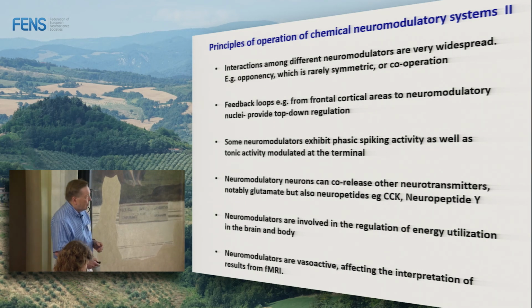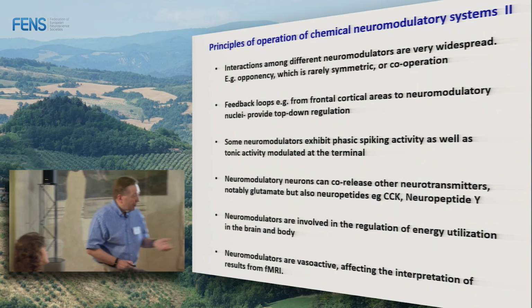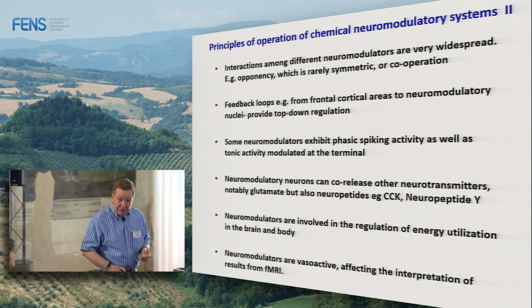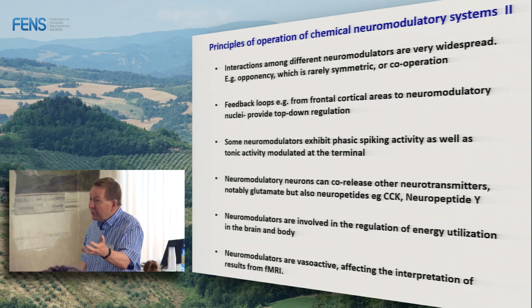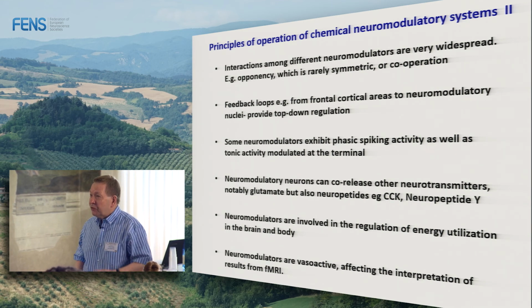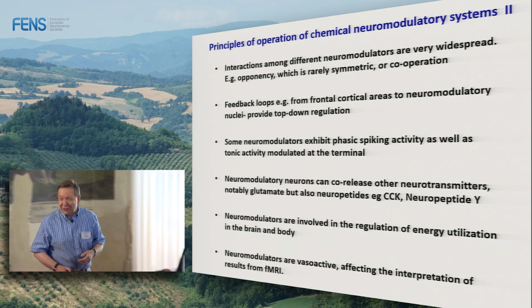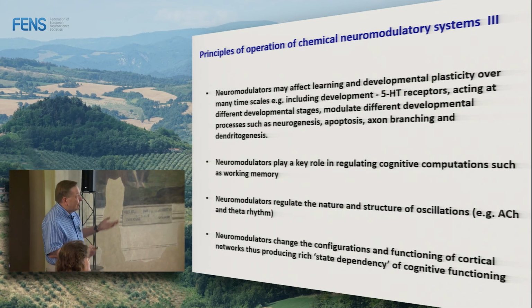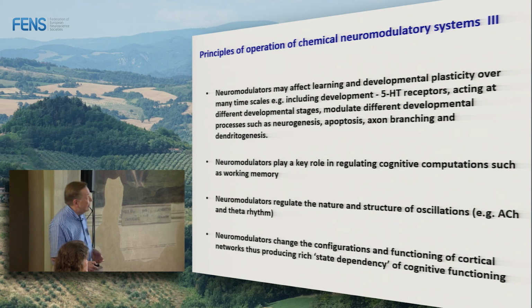These neuromodulators are often involved in energy utilization as well as information transmission. So, for example, neuromodulators are vasoactive and affect blood supply in the cortex, which is a problem of interpretation when you do pharmacological fMRI imaging, as James Rowe will probably explain. They can affect learning and developmental plasticity. 5-HT is particularly involved in development as well as modulating behavior.